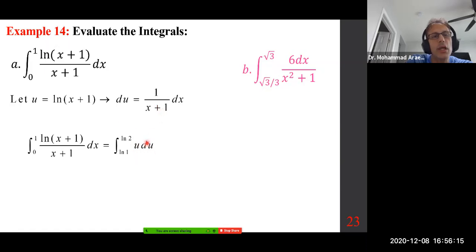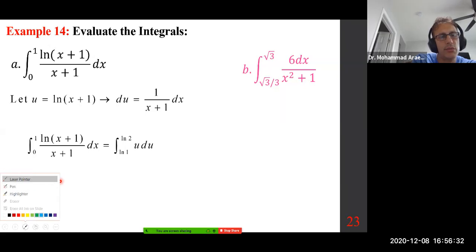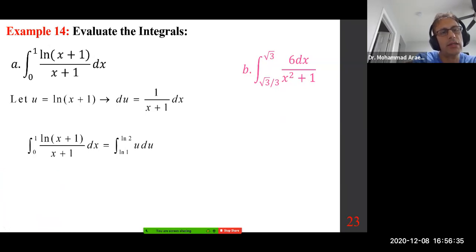So if we rewrite it, you're dealing with u du, okay? 1 over x plus 1 dx. So you are dealing with ln of x plus 1. If it helps, you can rewrite it in the following manner. I think this is good, but in case, you can rewrite this as ln of x plus 1 times 1 over x plus 1 dx. And now you can clearly see that you have u.